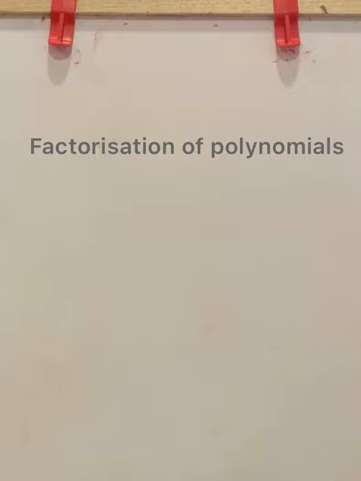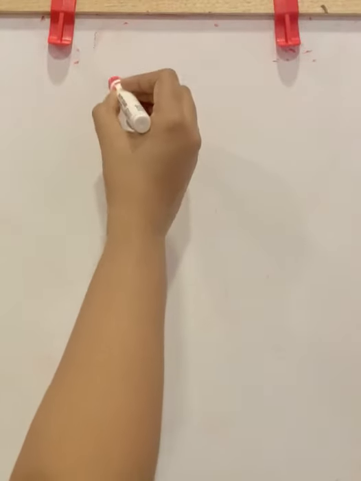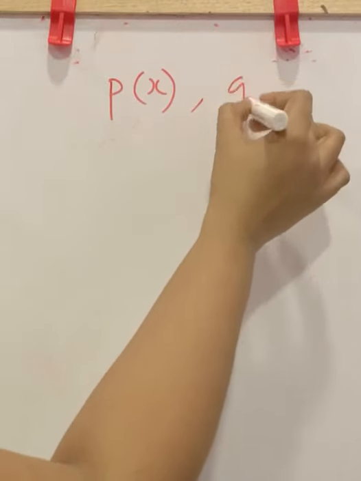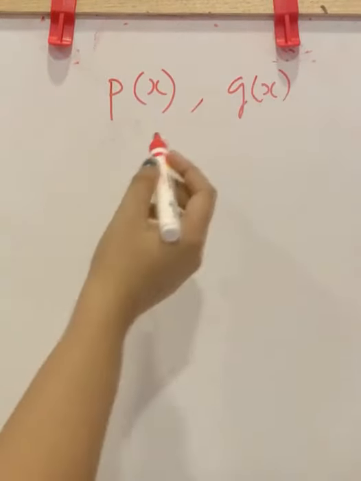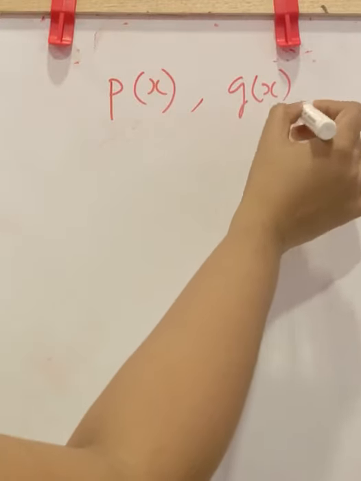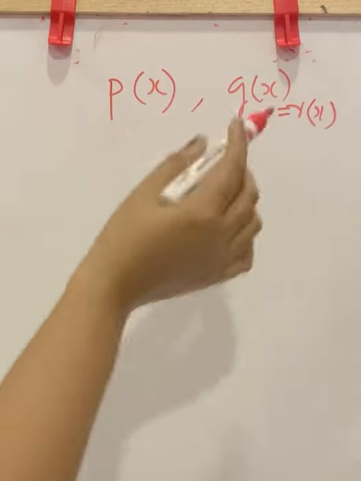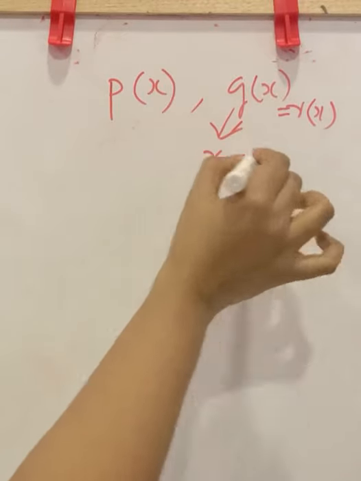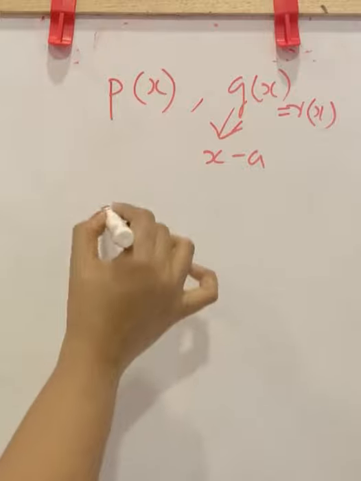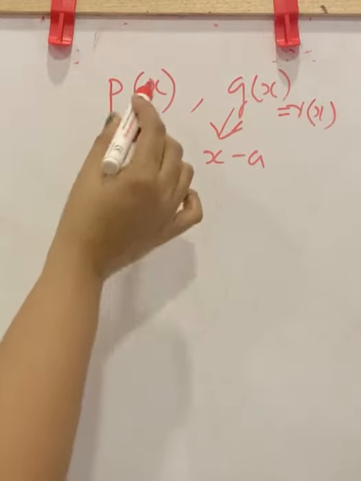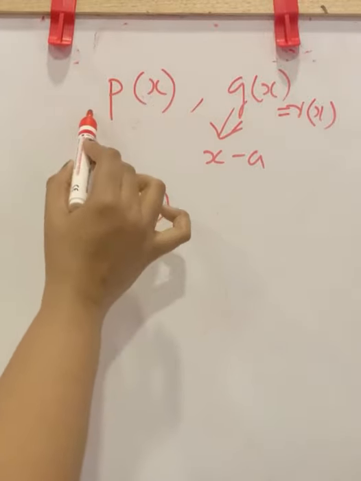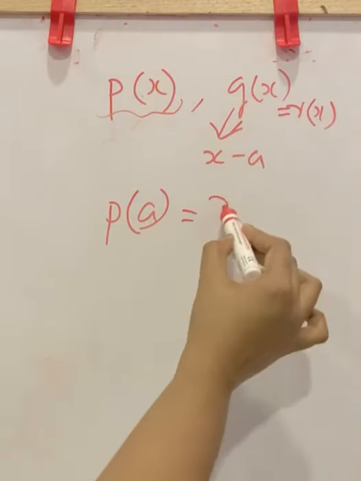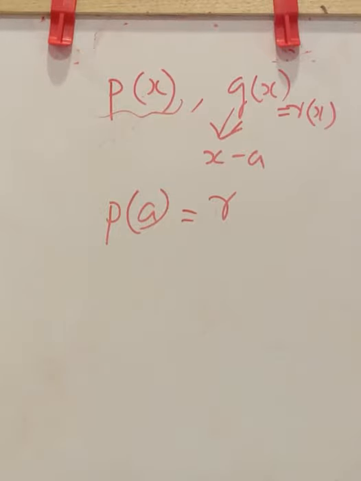We have already learned the remainder theorem. In that, a polynomial p of x is the dividend and g of x is the divisor. Then if we divide it, we will get a remainder r of x. And a relation is there, that is, if g of x is x minus a, then we have to find p of a, that is, substituting the value of x in this polynomial with a. Then you will get the same remainder. That was the remainder theorem.